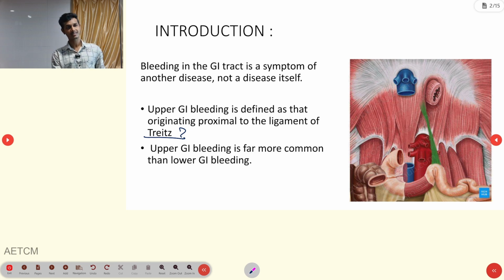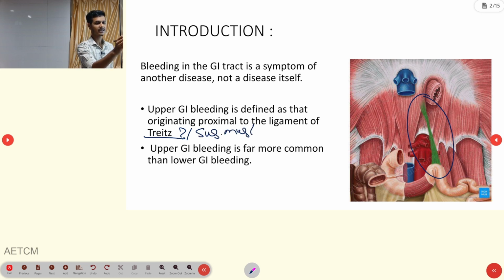In this image you can see the green colored portion. This is called the ligament of Treitz. The ligament of Treitz is also called the suspensory muscle or suspensory ligament. So what is meant by suspensory? Suspensory means it will hold some part in a specific area. It will hold some organs or some portion of the body part in a specific area, that is called suspensory.